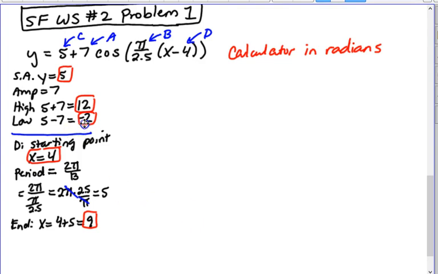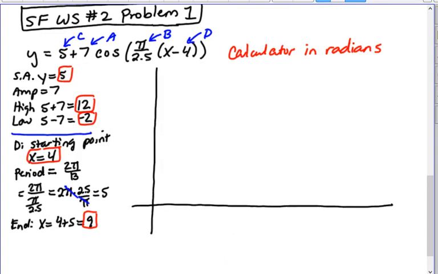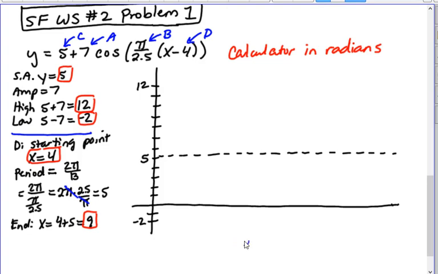So to graph this, I'm going to need a y-axis that goes from -2 to 12. So I'm going to just put -2 down here, and then 1, 2, 3, 4, 5, 6, 7, 8, 9, 10, 11, 12. The only other key point I need to know is where y equals 5, because that is the sinusoidal axis. Always put that in with the dotted line first, because we're going to need to draw things using the sinusoidal axis. On the x-axis, I just need 4 and 9. So 1, 2, 3, 4, 5, 6, 7, 8, 9.